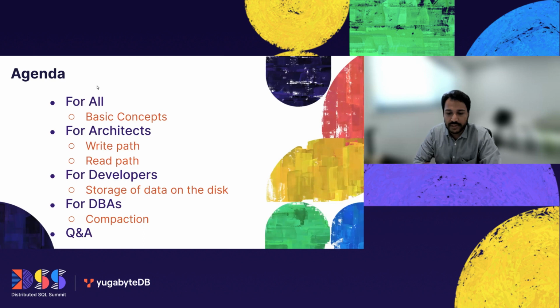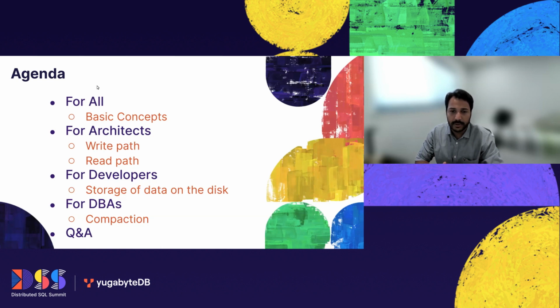Everyone should know some of the basic concepts and terminologies that are used in the Yugabyte database. Now, if you are an architect, you can focus on the write and read path that will help you design the systems in a more resilient way and in a more optimized way. If you know how the data flows with each write or read request in the Yugabyte database, you can figure out what would be the most optimal design for your database.